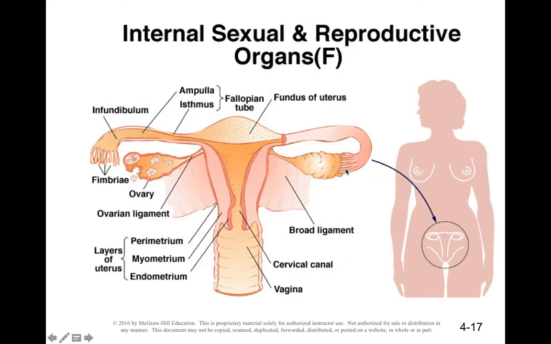All right, so here we go again. The vagina, cervical canal, the three layers of the uterus. What were they? Yeah, the endometrium, the inside layer, then the myometrium, the muscular layer, and then the perimetrium, the outside layer. The broad ligament.